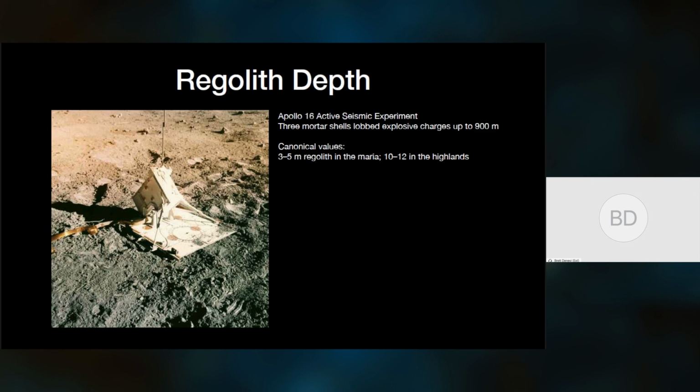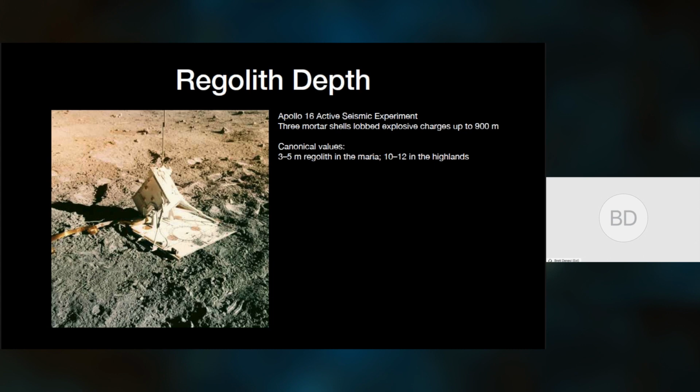With billions of years to develop, the regolith is pretty thick. Many different methods have been used to estimate its thickness, including the active seismic experiment seen here at the Apollo 16 landing site, where 3 mortar shells lobbed explosive charges up to almost a kilometer away to provide an active source in order to probe the structure of the upper 100 meters or so of the surface.